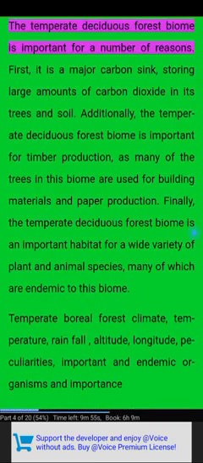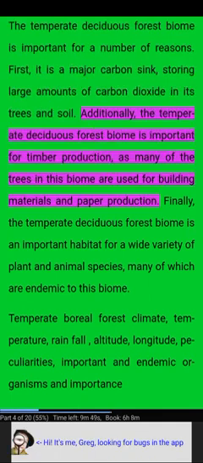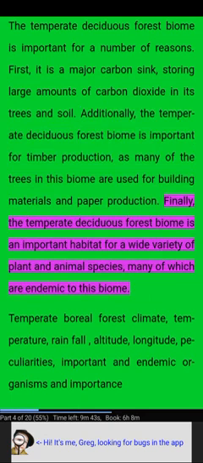Importance. The temperate deciduous forest biome is important for a number of reasons. First, it is a major carbon sink, storing large amounts of carbon dioxide in its trees and soil. Additionally, the temperate deciduous forest biome is important for timber production, as many of the trees in this biome are used for building materials and paper production. Finally, the temperate deciduous forest biome is an important habitat for a wide variety of plant and animal species, many of which are endemic to this biome.